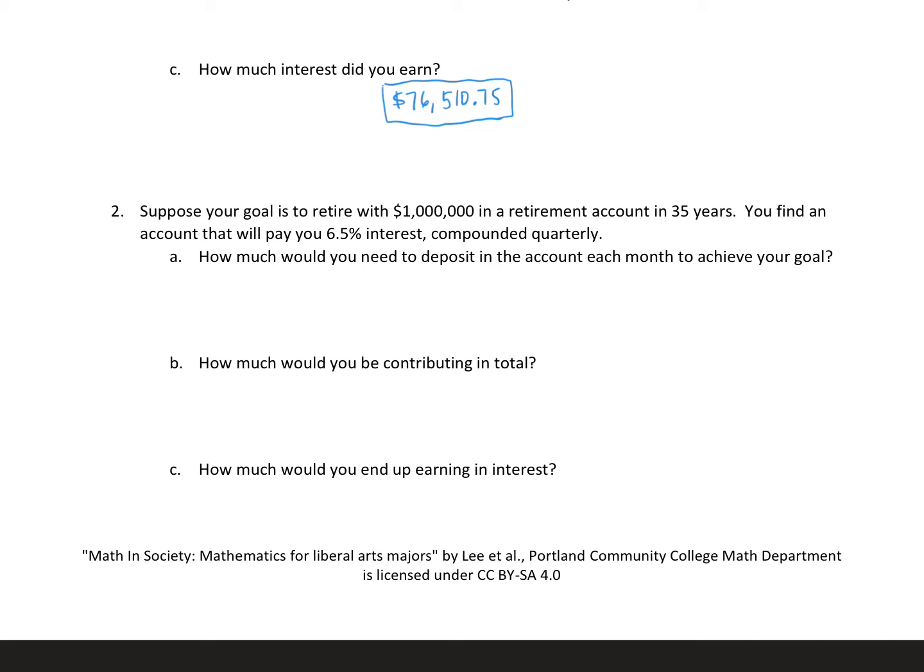All right, so number 2, suppose your goal is to retire with $1 million in a retirement account in 35 years. You find an account that will pay you 6.5% interest compounded quarterly. How much would you need to deposit in the account each month to achieve your goal? So hopefully you can see that this one is different. This one we are given the A, but we want to know the D. We want to know how much you have to deposit every month. And so we're going to write that formula down and then use that formula to figure out our monthly payment.